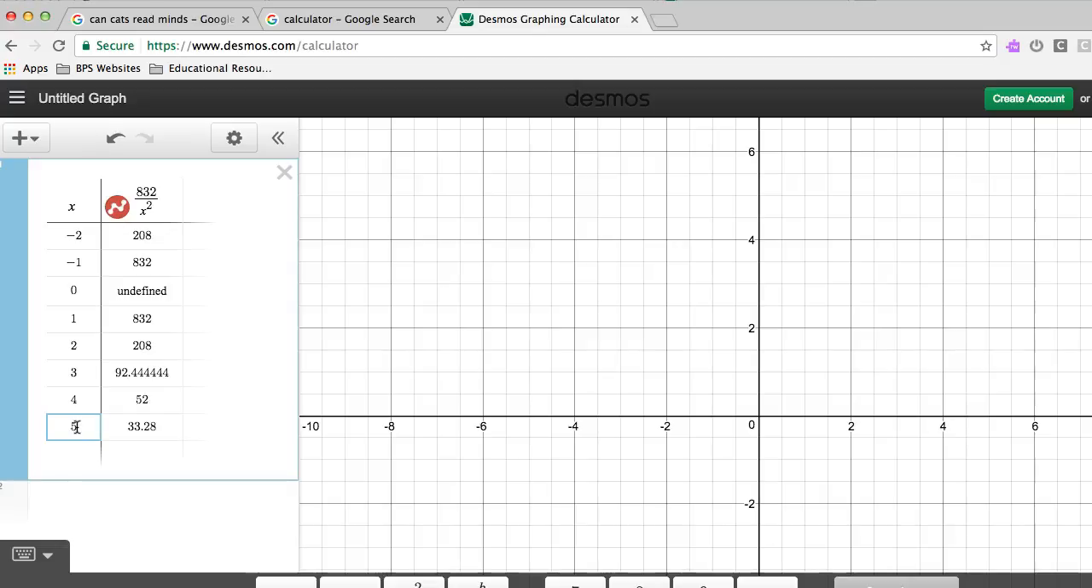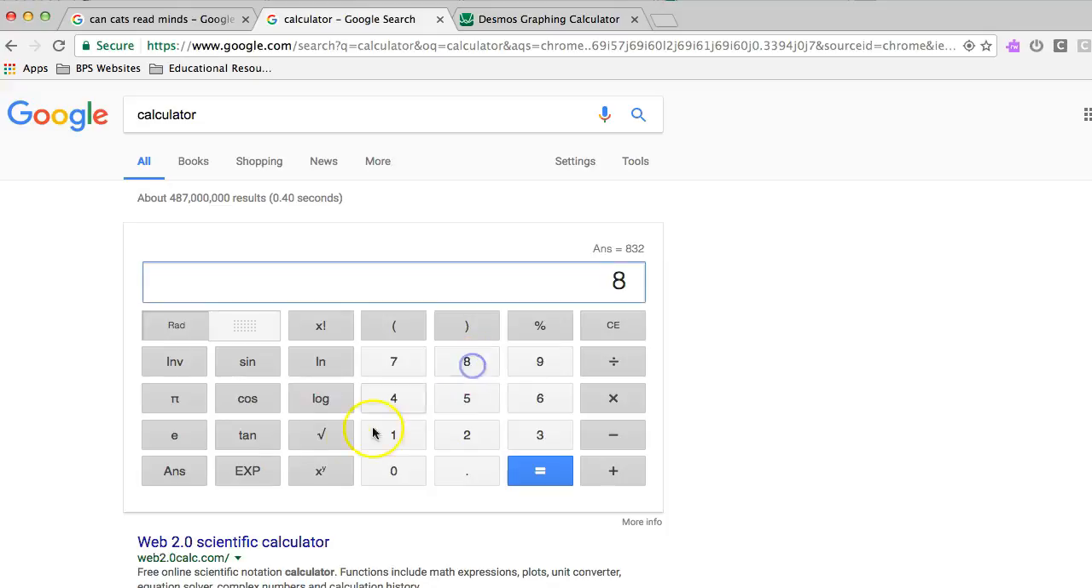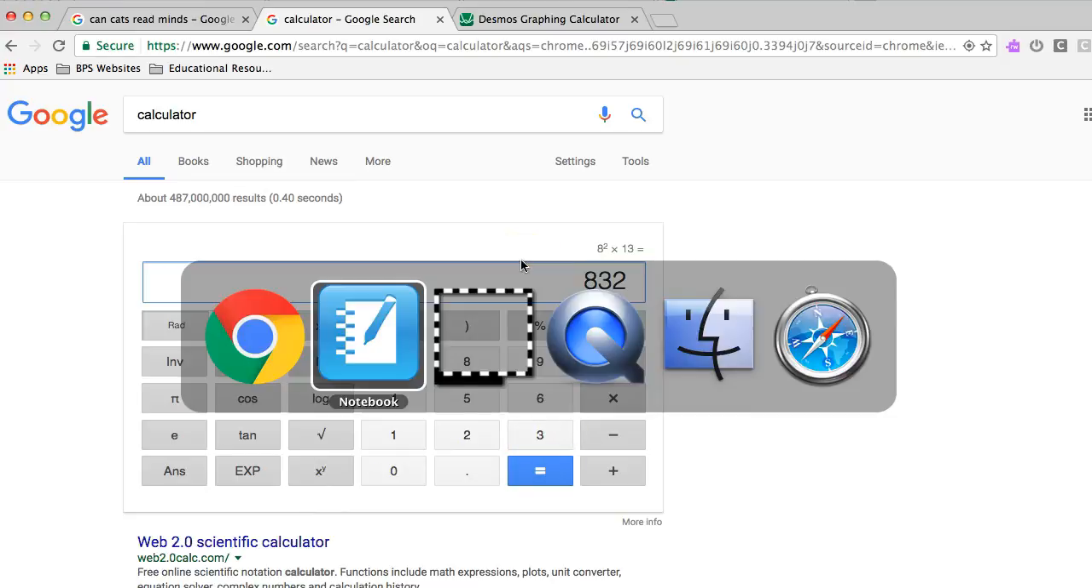So if I extend this table, 5, right, that would be 25 times that equals 832. I can just extend it until I get to the smallest factors. How about 6? No. How about 7? No. How about 8? Okay. So this means 8 squared times 13 equals 832. All right. And let's just check. 8 squared times 13 equals 832. All right. That's great news.